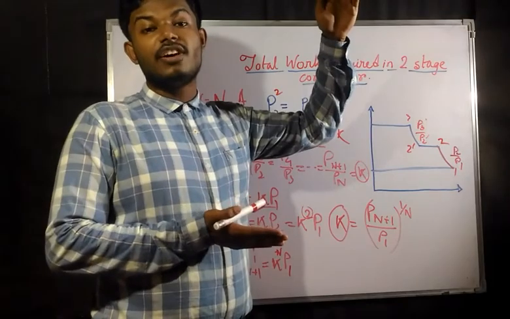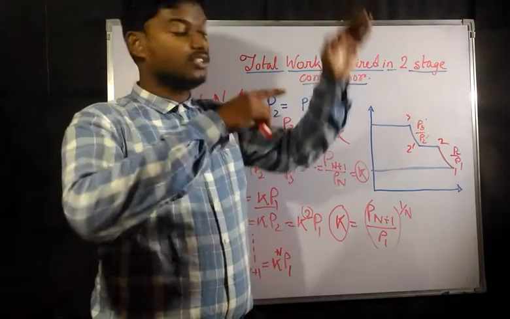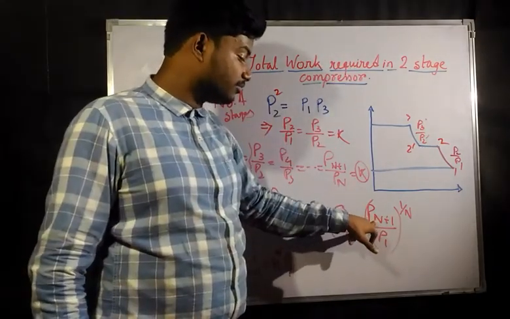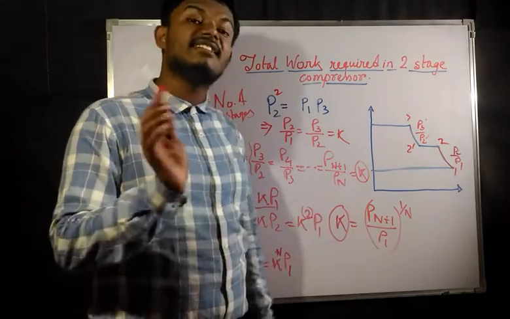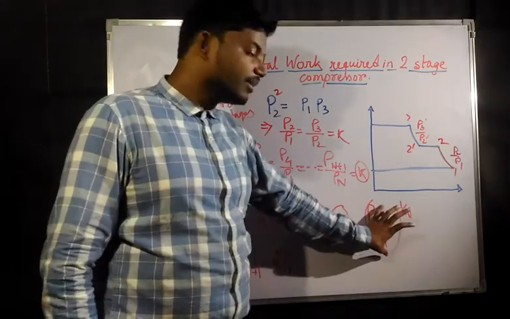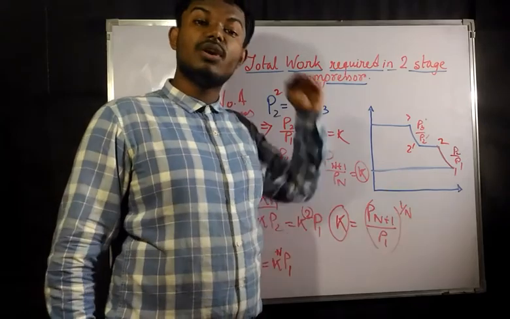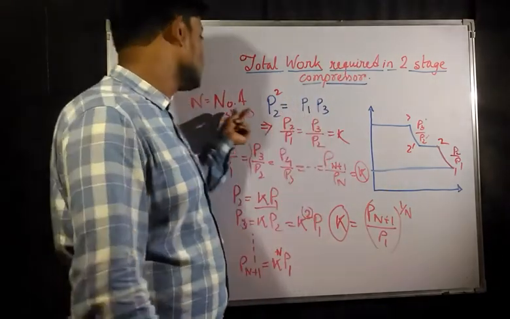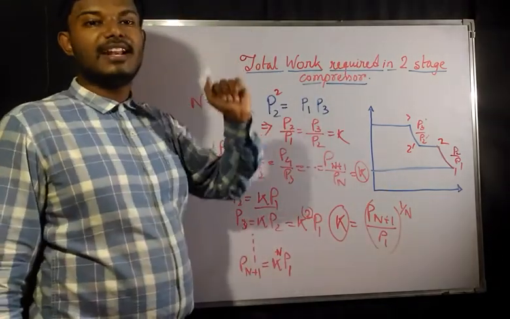overall pressure ratio. If we had gone to this pressure, P to the power n plus 1, in a single stage compressor, then this would have been the overall ratio. Now we are going to the same pressure in n number of stages.